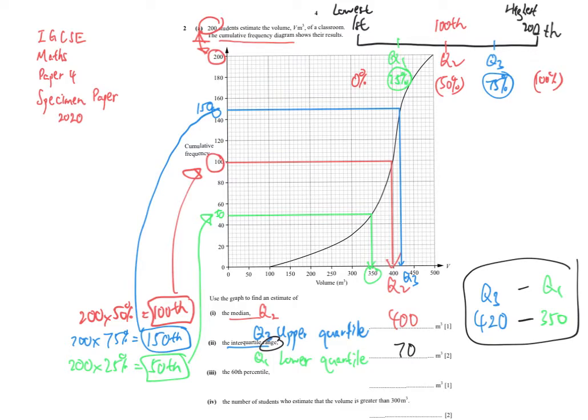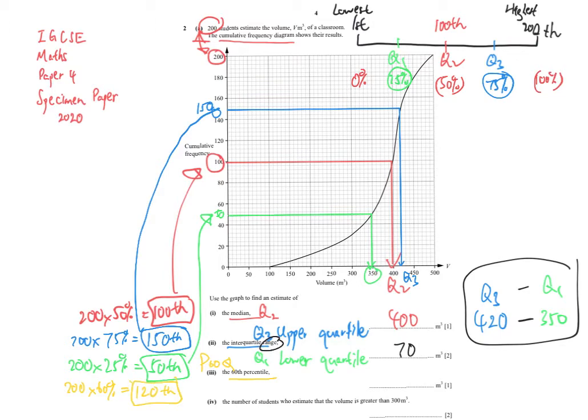And here we come to A3, that's the 60th percentile. For percentile, it's much easier. We will use P60 to represent it. We just find the position first. It should be 200 times 60%. So we find the position, it should be the 120th.